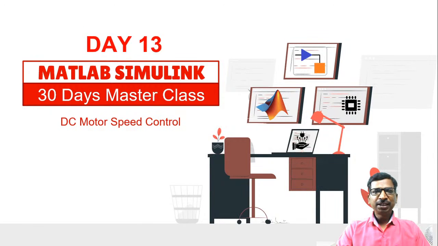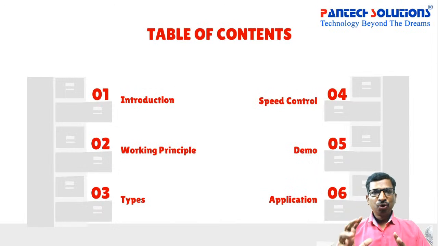This is Malapan from Pantech Solutions, and today our topic is DC motor speed control in MATLAB Simulink. In this topic we are going to cover what the types of motors are, what the working principle is, how we can control the speed, what the applications are, and what types of machines are available in the market. We will also see some demonstrations of how to control the speed in MATLAB Simulink. If we vary the speed, then we can equally generate a control algorithm for the target application.